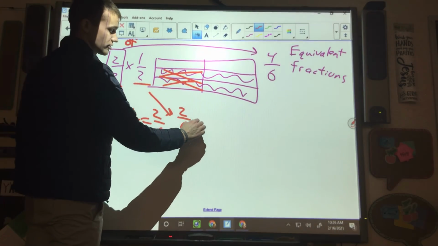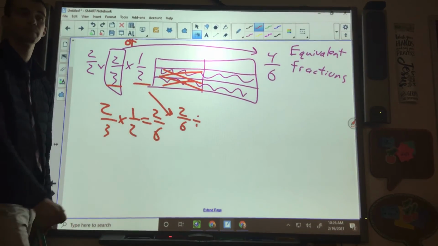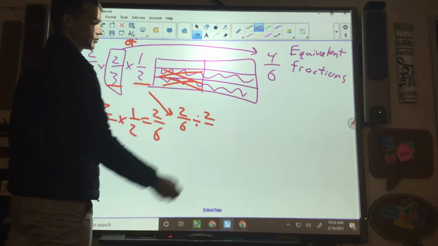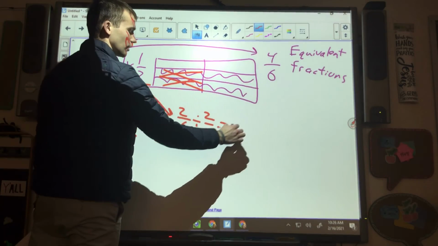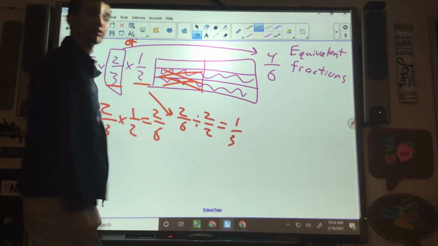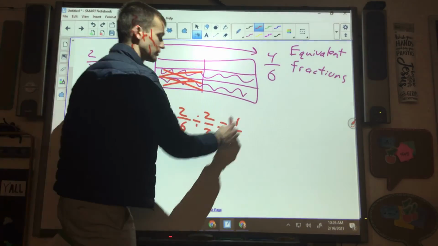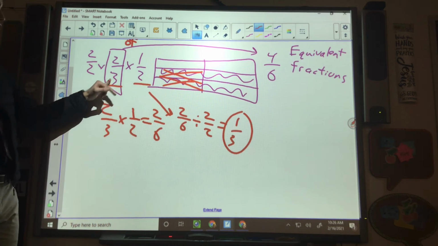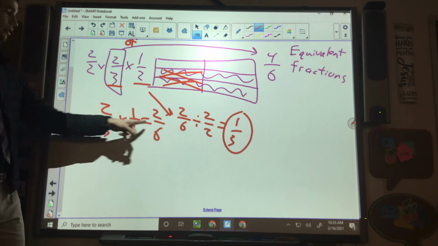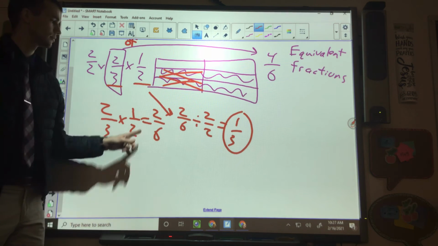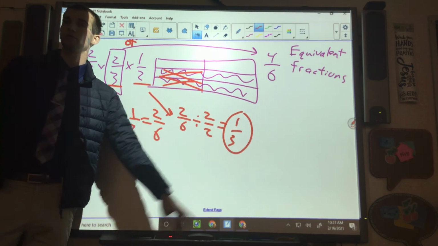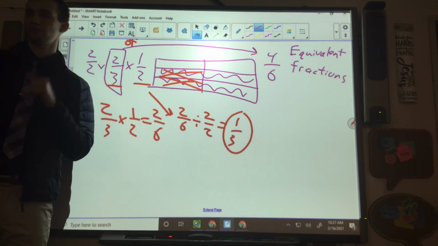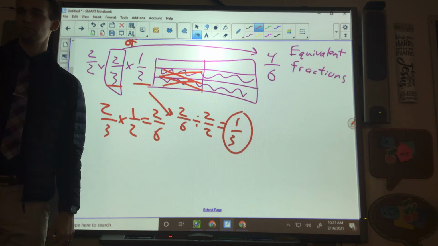To get 2 over 6 in simplest form, we have to divide by 2 over 2, and it becomes 1 over 3, which is simplest form. So if you take 2/3 times 1/2, you're going to get 2 over 6. 2 over 6 is the same thing as 1 over 3. That's your answer. Okay, this makes sense.